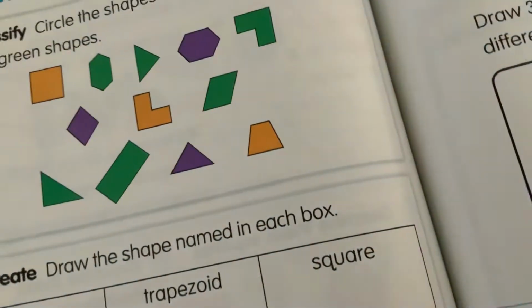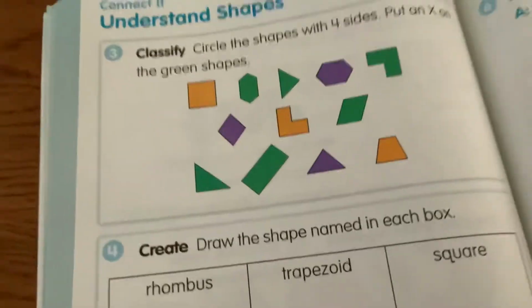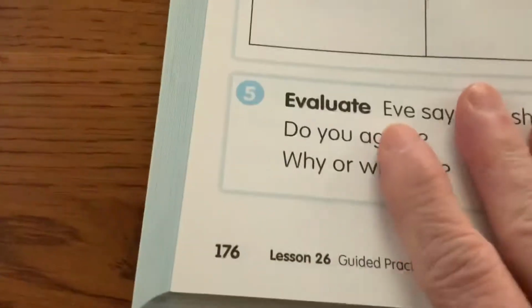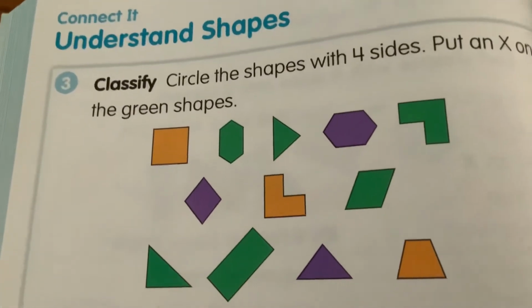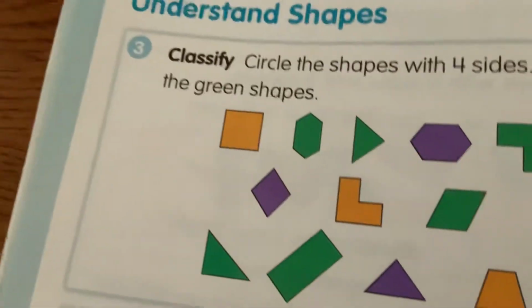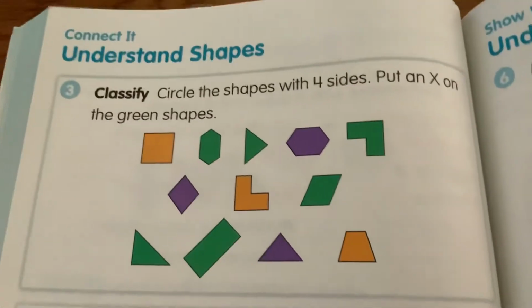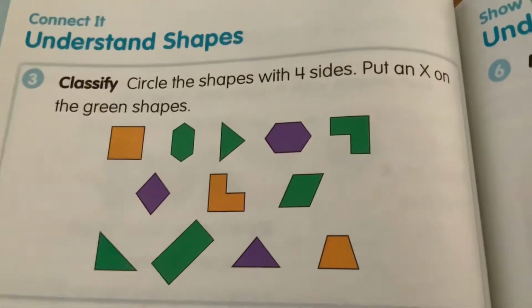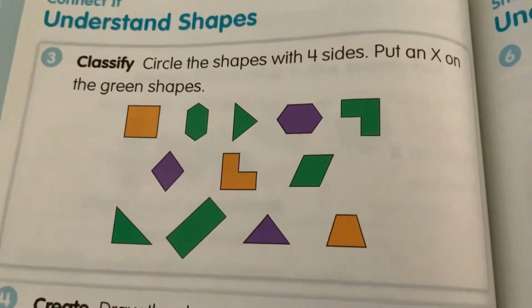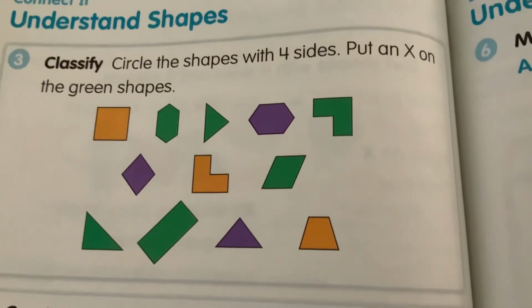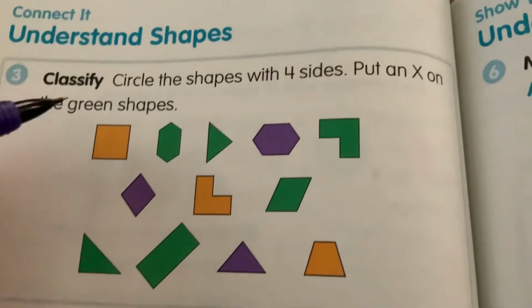Okay, let's go then to our book with the numbers. Go to this book, and we are on page 176. Okay, in this book, it says circle the shapes with 4 sides. Put an X on the green shapes. Okay, circle the shapes with 4 sides. That's an attribute that we're looking for. So what shapes have 4 sides?